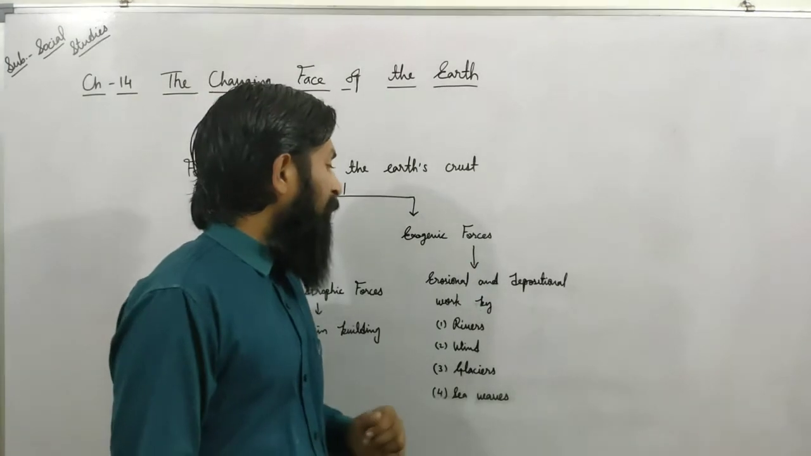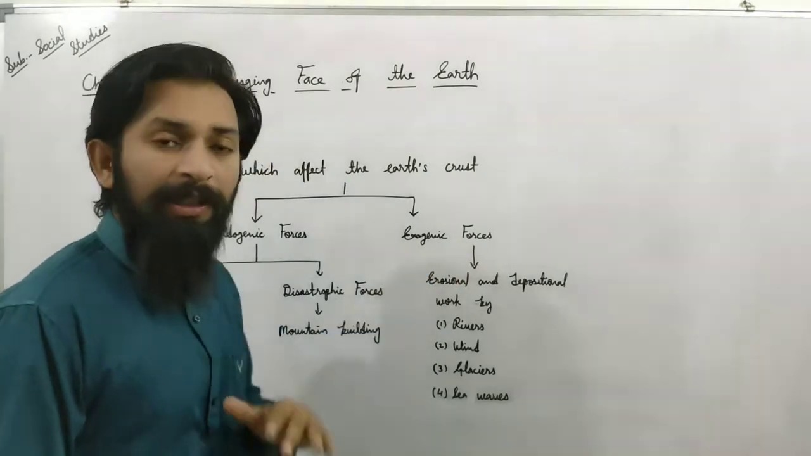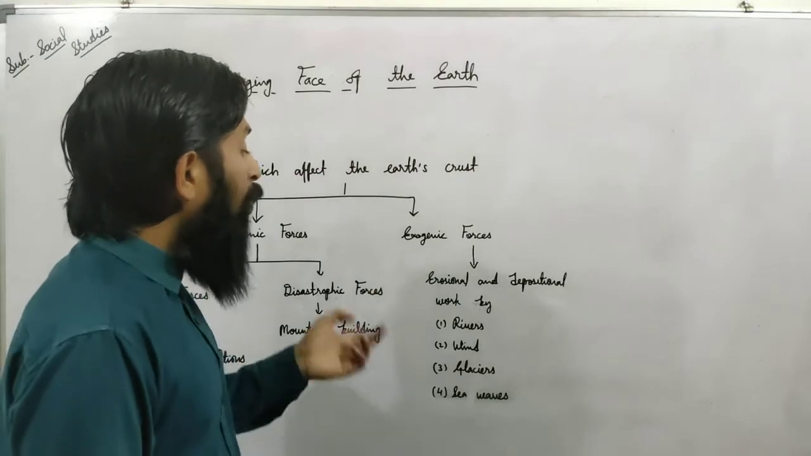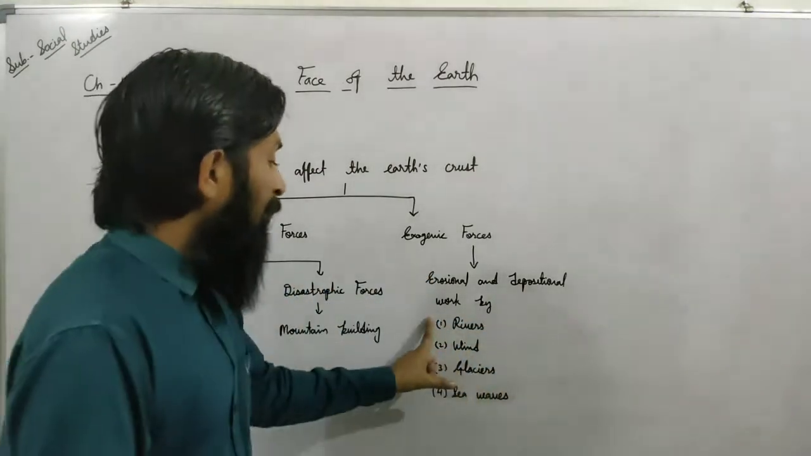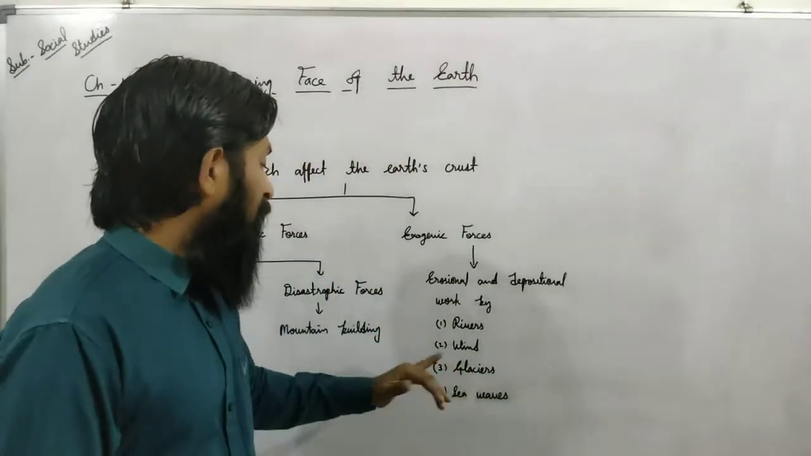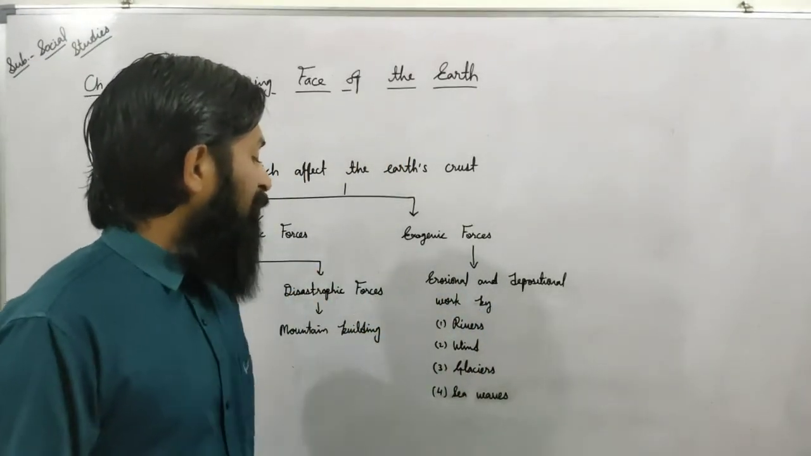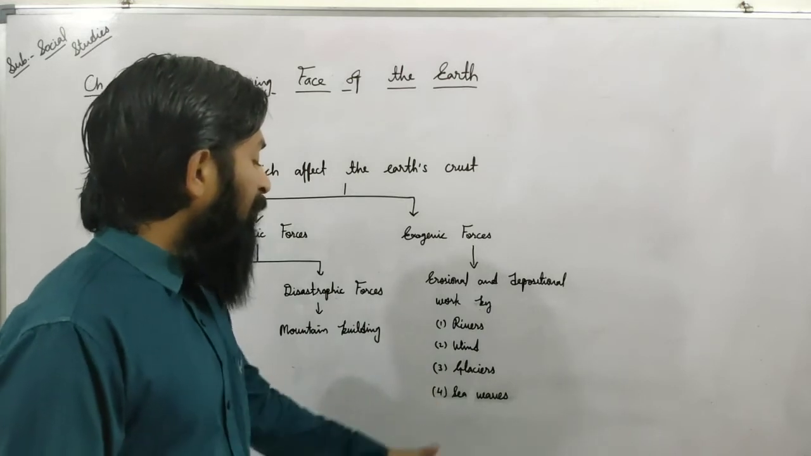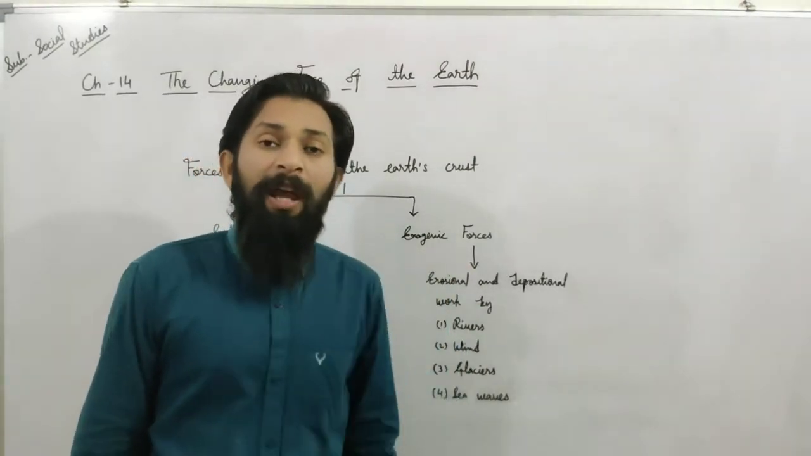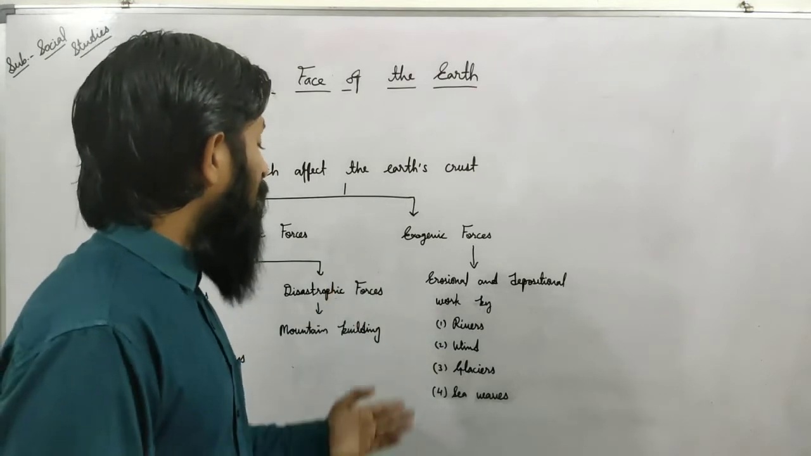Exogenic forces means erosional and depositional work, which is done outside of the earth only. Who will do erosional or depositional work? Rivers, with river water; wind, by the flow of the wind; glaciers, whenever glaciers melt and convert into rivers and carry sands or soils with them; and sea waves, the tidal waves that come in front of the beach, where sand is also present. That type of erosional and depositional work happens.